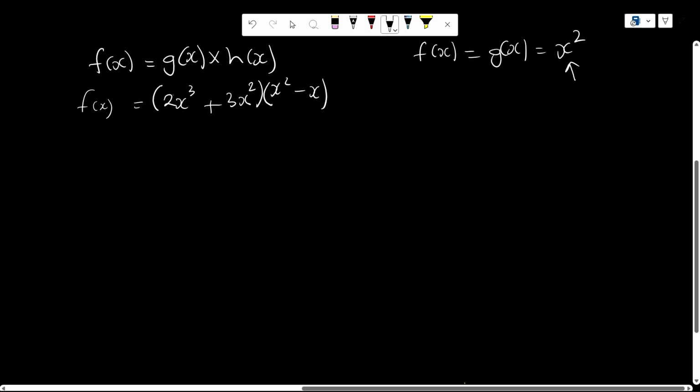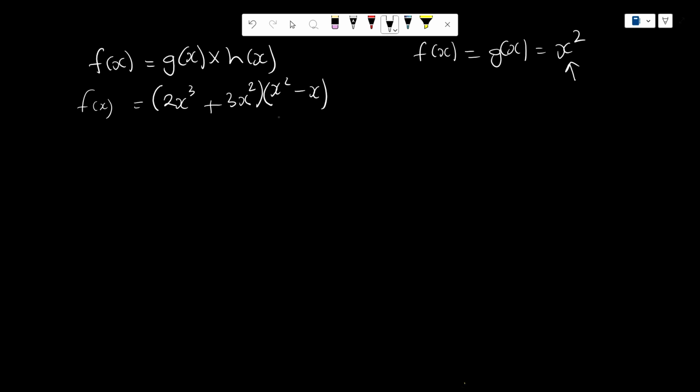Well, one could say we could use the FOIL method, rather open up the bracket first and then add the like terms, and after that differentiate after adding the like terms. Well, that seems like a whole lot of process, right?